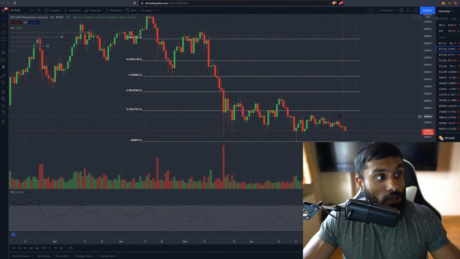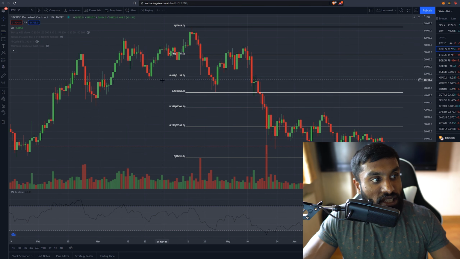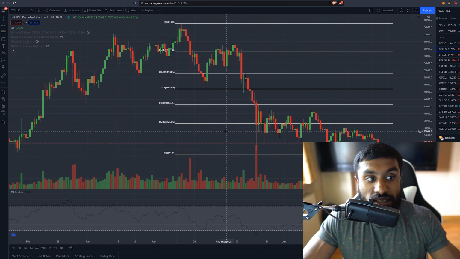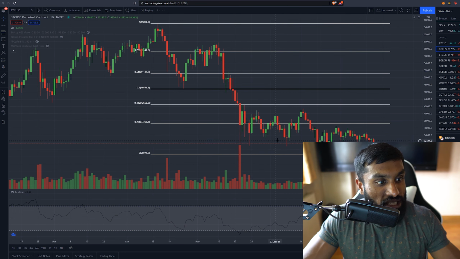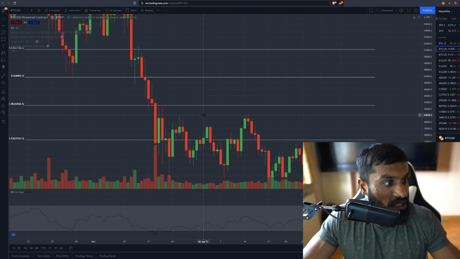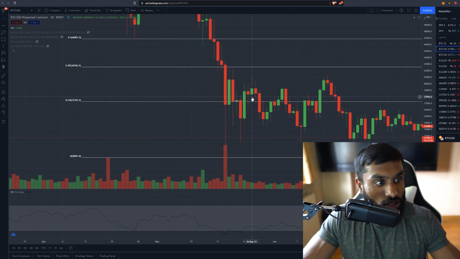When you create these fib retracements, always check. And you can see how we've got the 0.786, 0.618, 0.5, 0.382, 0.236. These all act as resistances and supports. So we can see how, if we zoom in here, this 0.236 fib level was acting as a resistance. We came above, it acted as a support. We can see how it's acting as a support here.